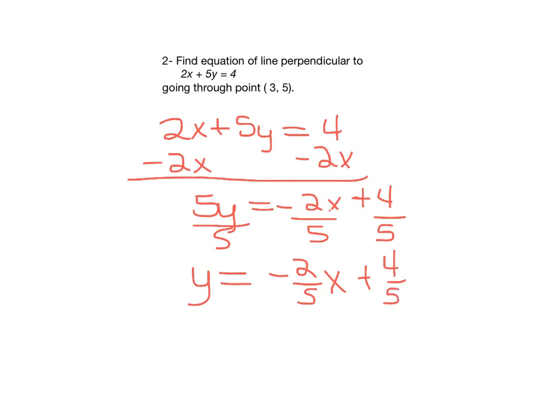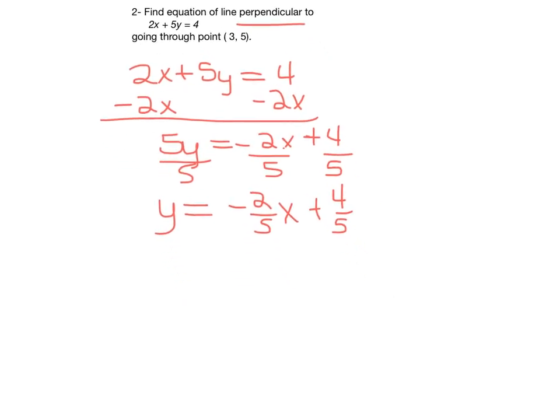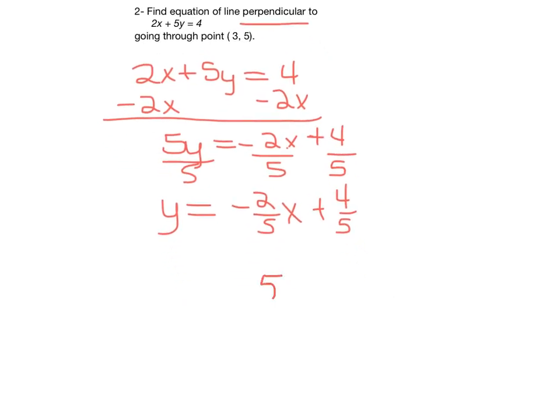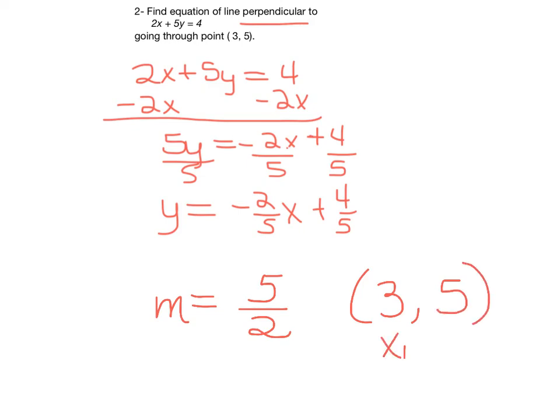Now, if it asks for a parallel, I would use that number. But the question asks for perpendicular. So I need to now flip this to the reciprocal and make it the opposite sign. Notice how it was negative. Negative reciprocal or opposite reciprocal means to make it opposite of what it started out as. So it started as negative, I make it positive, and flip the fraction upside down. And now I will use the ordered pair, the 3, 5, and this is x1, y1.